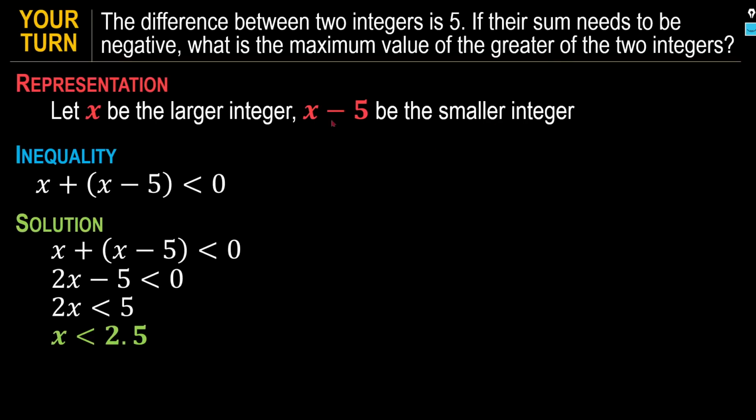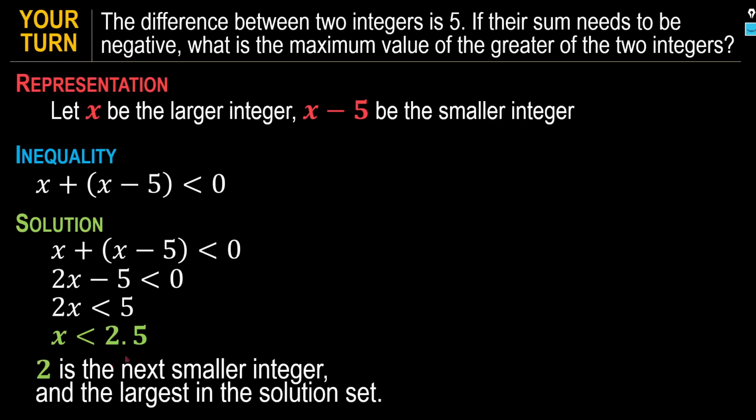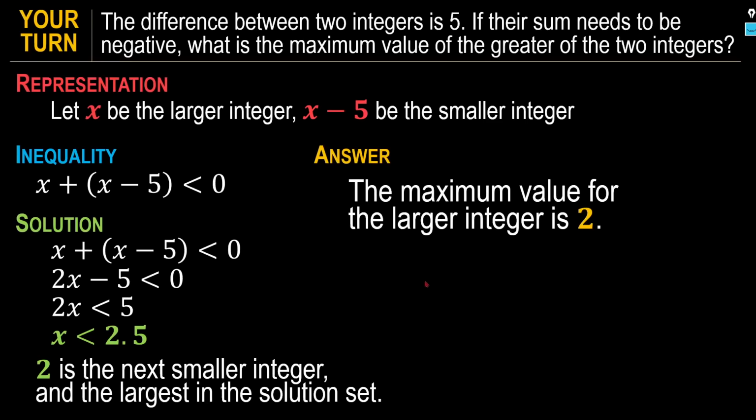Now, tignan yung tanong. No? The maximum value of the greater of the two integers. We're talking about an integer here. So, 2.5 in itself cannot be the answer. Because 2.5 is not an integer. But, again, if you examine this, note, 2 is the next smaller, pero siya yung pinakamalaki sa solution set. Yung hinahanap sa atin, the maximum value of the integer. So anong maximum value? The maximum value is 2. Di ba? So that will be our final answer. The maximum value for the larger integer is 2.